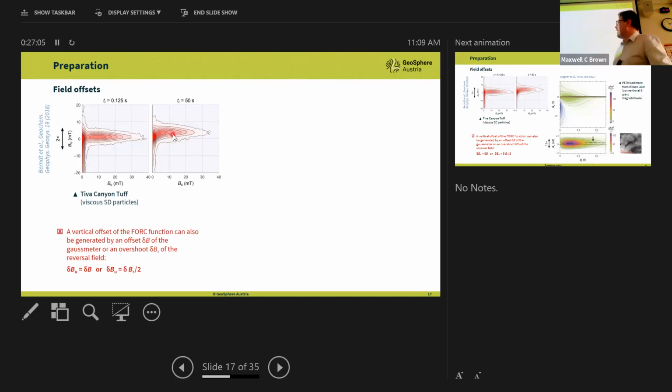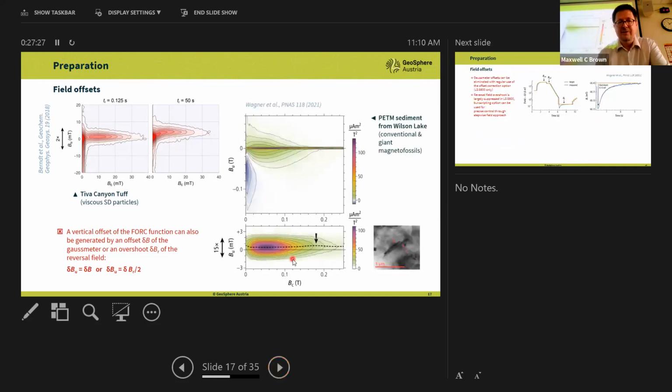But in any case, you also get a vertical offset of your entire FORC diagram if the Gauss probe of the instrument is not zeroed. With the new VSM, you have a little mu metal box and you can zero the whole probe, that's the Gauss probe. This is a very important thing to do, especially when you're looking at a more realistic example of the vertical offset of the central ridge, like in this example of magnetofossils from the Paleocene Eocene thermal maximum.